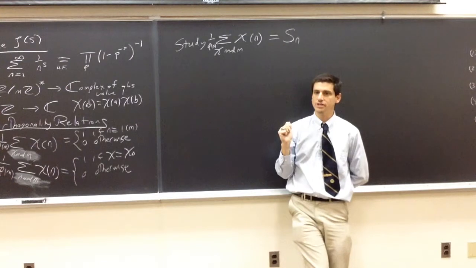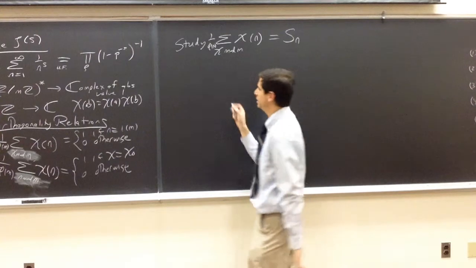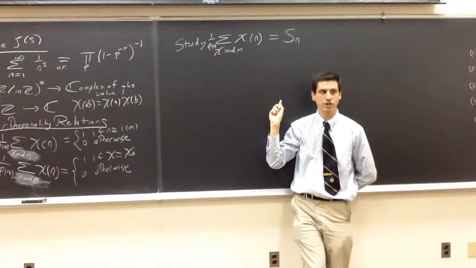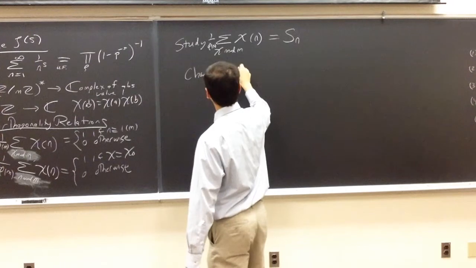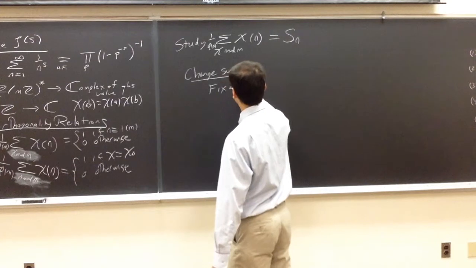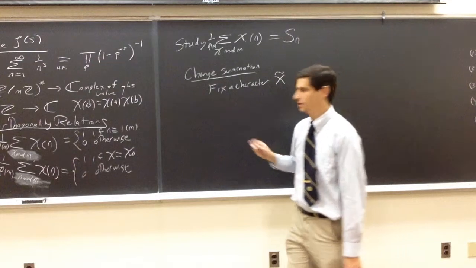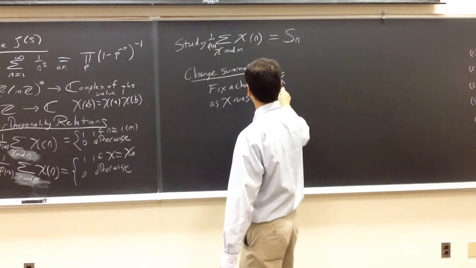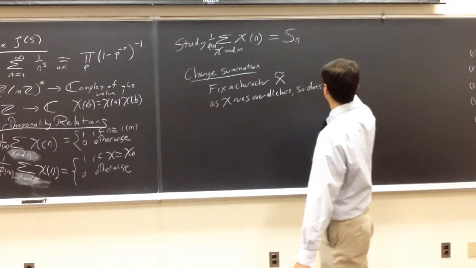And so what I want to do is look at a nice tweak of this. The following is a really common idea that's used all the time. We want to change the summation. And so the question is, what is the best way to change the summation? So we're going to change summation as follows. Fix a character chi tilde. As chi runs over all characters, so does chi tilde times chi.